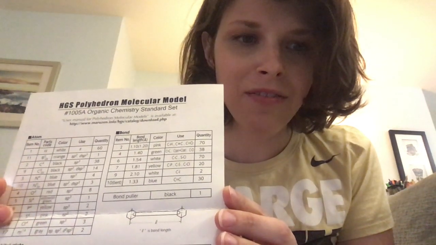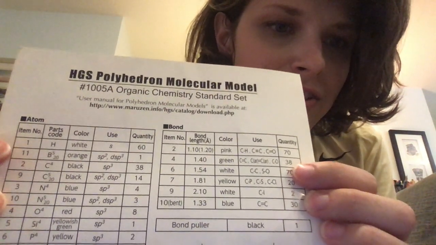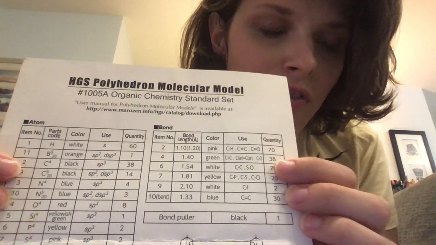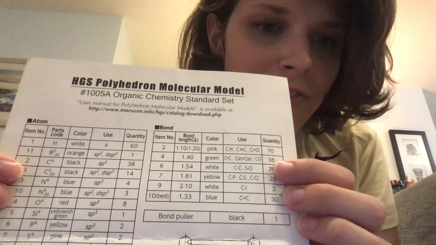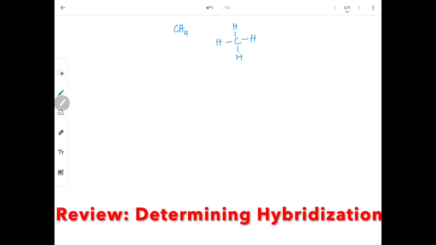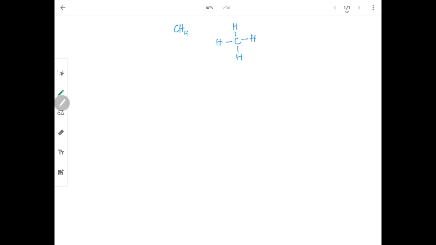So we're going to use practice exercise 1 as a starting point, and we're going to build methane. I'm going to show you how to do that. If you look at my kit's instructions here, under the atoms table, methane is CH4. First we need to figure out its hybridization, because that's what's under this use column here. Hopefully, if you were asked to draw the Lewis structure for methane, CH4, you would come up with this structure that I drew up here.